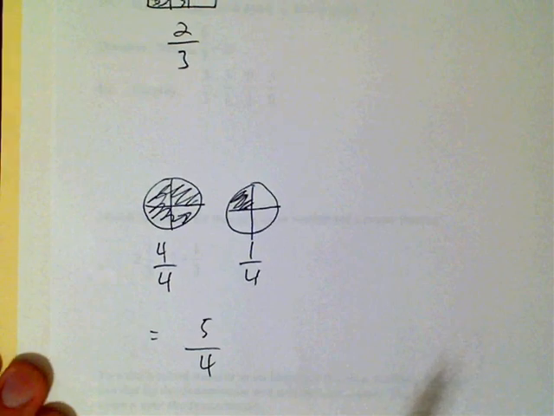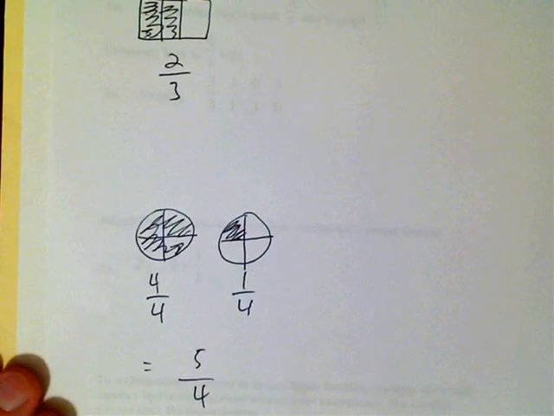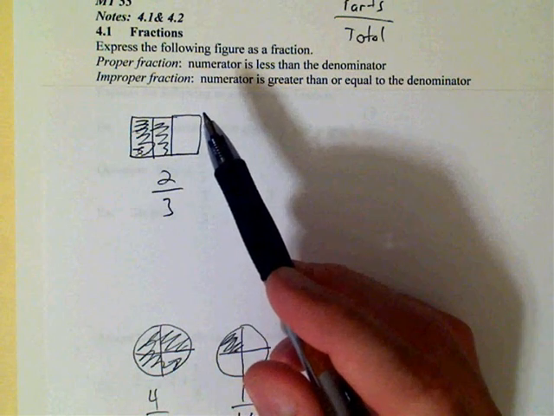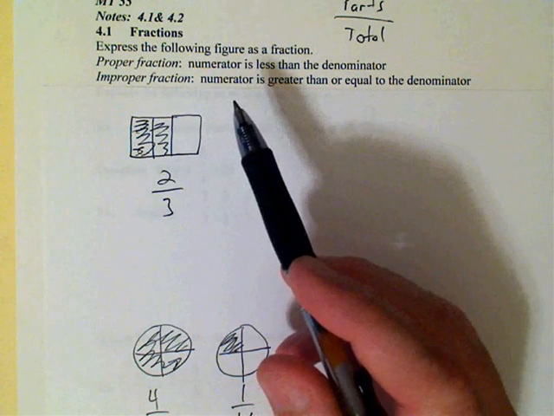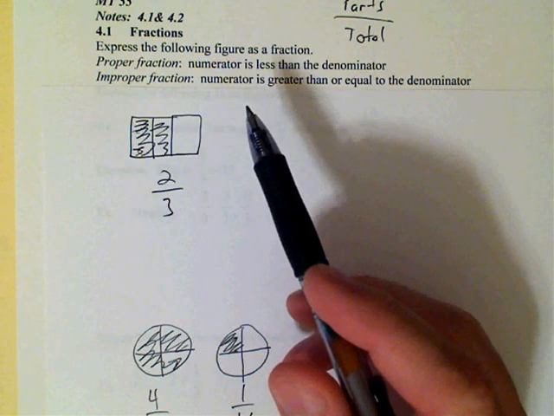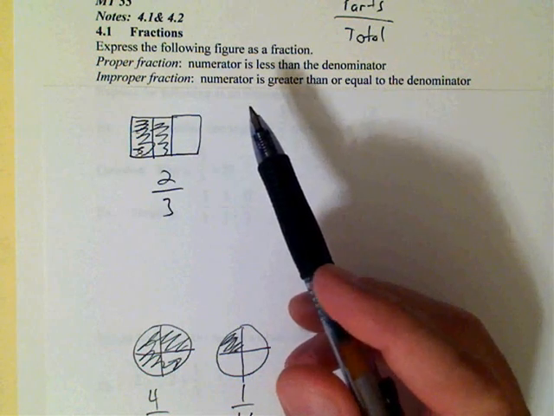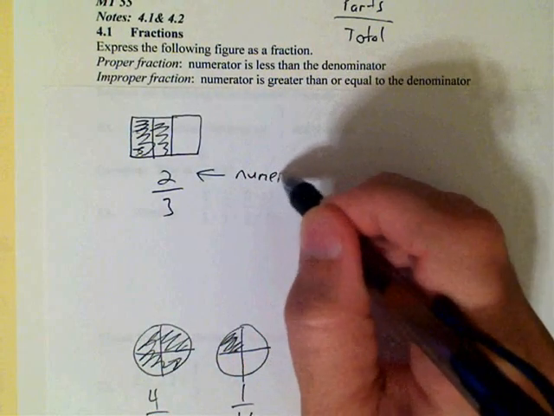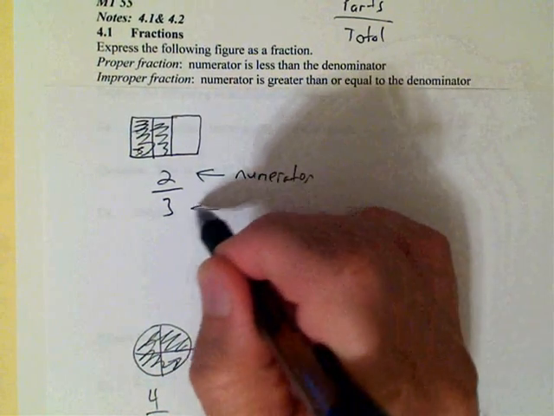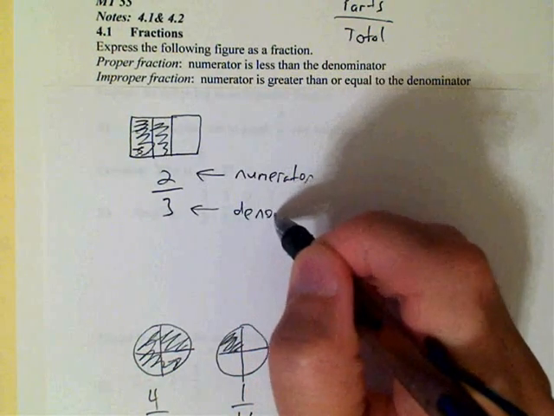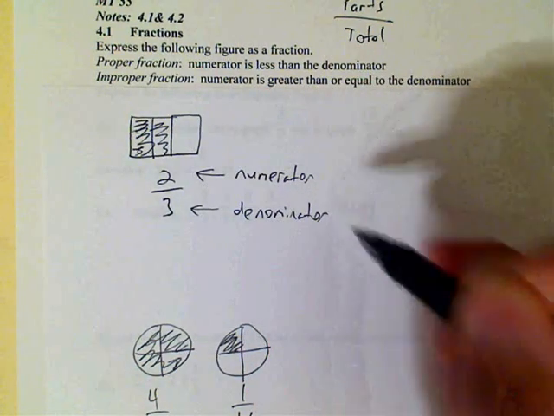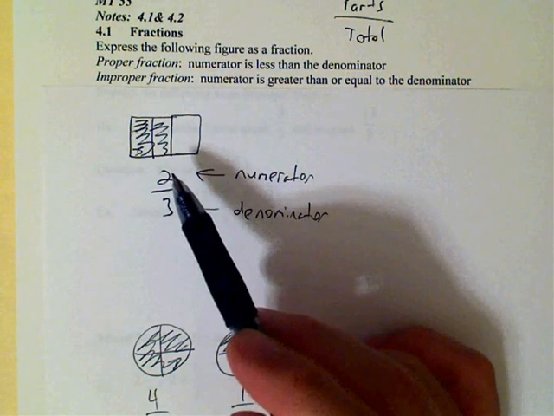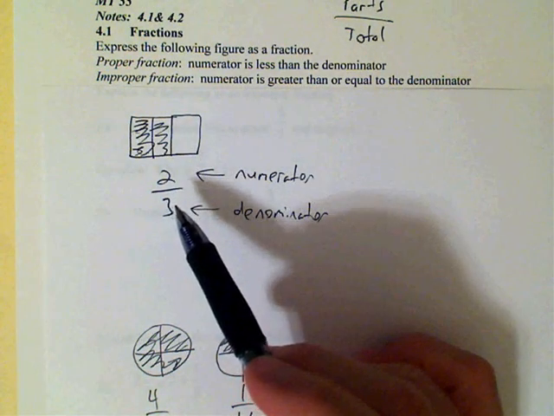Now the difference between these fractions is, one is a proper fraction and another is an improper fraction. A proper fraction is a fraction such that the numerator is less than the denominator. The numerator is the number on top. The denominator is the number on the bottom. So this is a proper fraction because the numerator is less than the denominator.